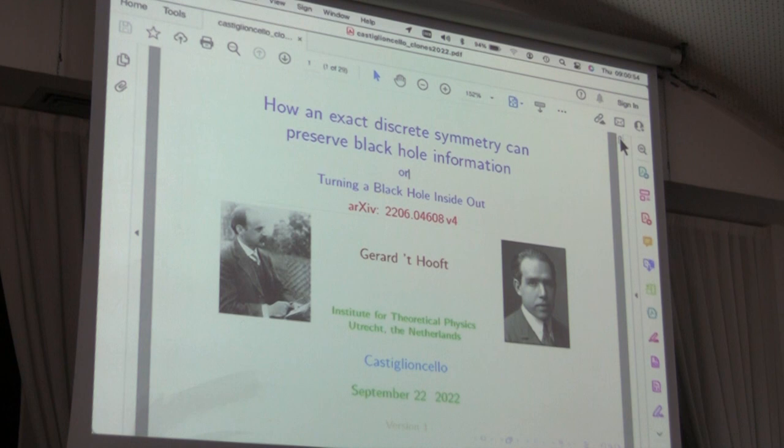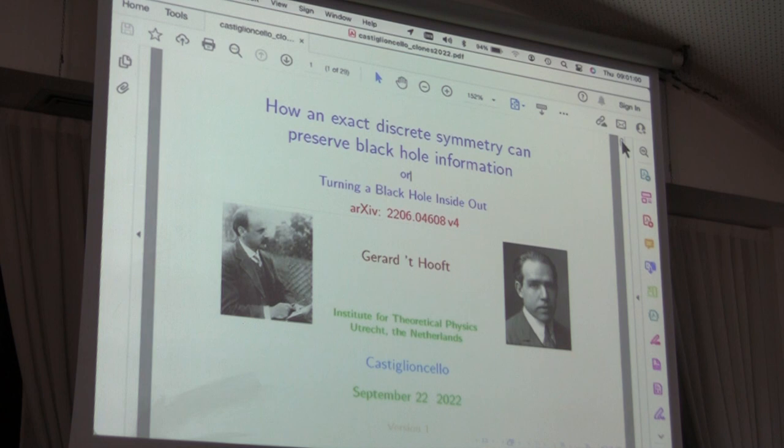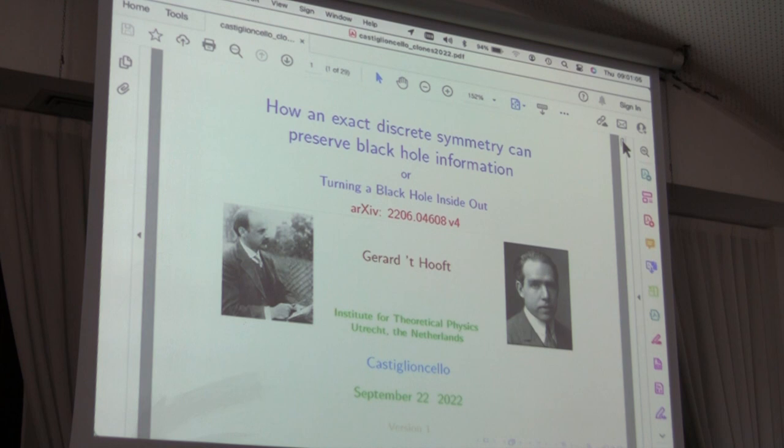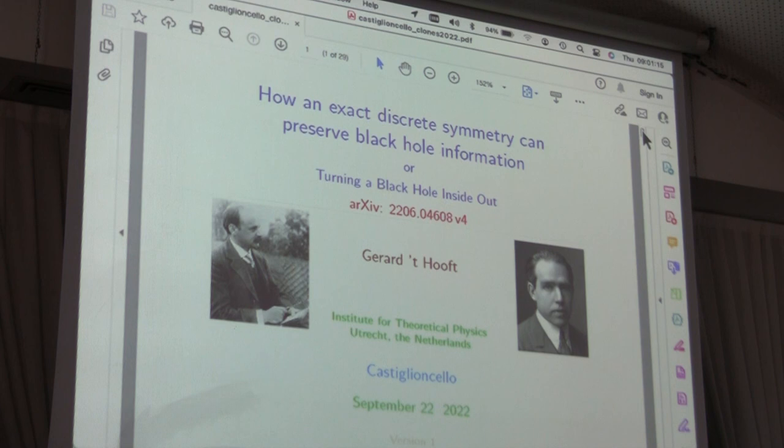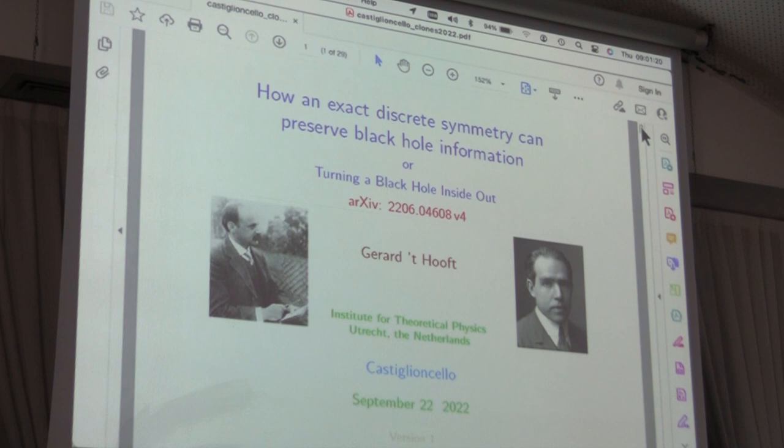Try to explain what these things mean. The last decades or so, I've been busy with two main subjects in my research. One is the title here, Black Holes and Black Hole Information. The other is the interpretation of quantum mechanics. You'll see these two topics coming together a little bit. My claim is you can't understand one without understanding the other.